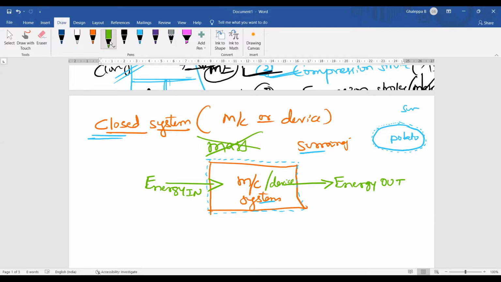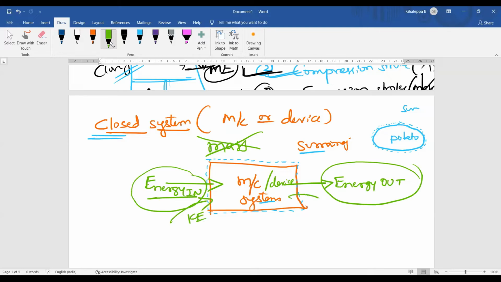This machine is taking some kind of energy, and that system, device, machine, converting this energy into another form. Or the same energy is going, kinetic energy is going inside, kinetic energy is coming outside. Energy exchange, energy conversions. But such examples will not be there. Always when the same kinetic energy is there at inlet and outlet, there is no use of installing such machines.